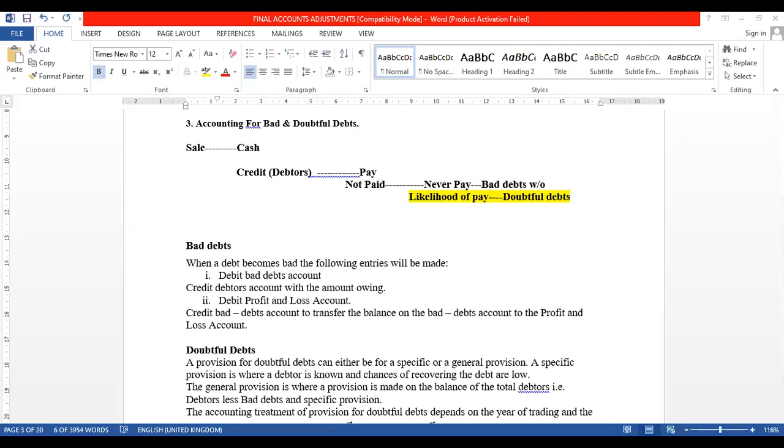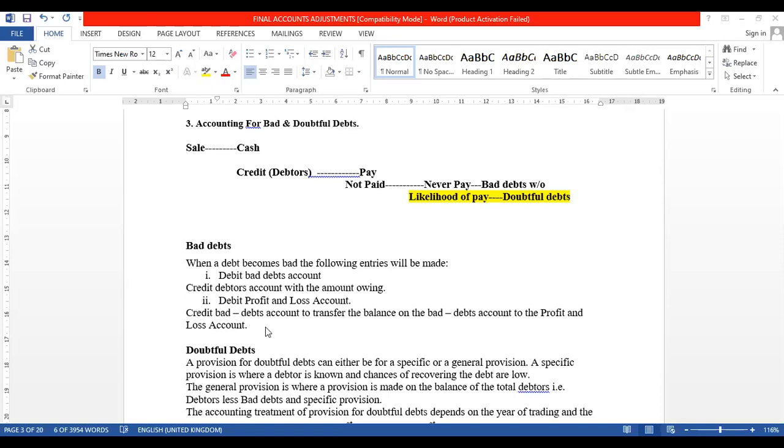What provision are you talking about? To provide means that you take some monies from your profit and cover this loss. That is what we call provision. Take money from the profit that you have earned and offset the loss that you've gotten or that you are likely to get. That is what we call provision.